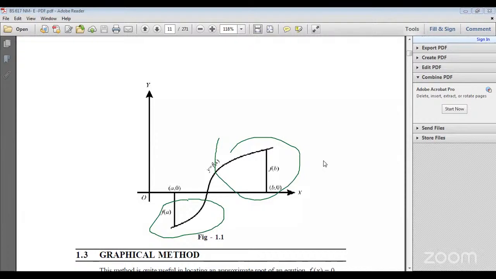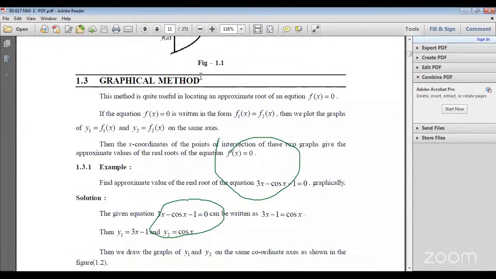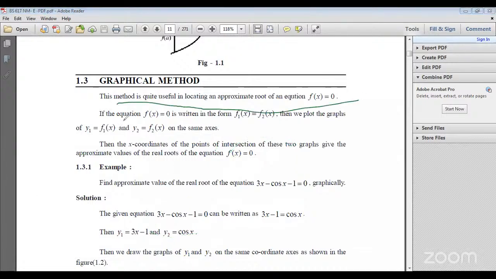Then the graphical method we can also see here. The method is quite useful when the equation f(x) = 0 is written in the form f1(x) = f2(x). Then we plot the graphs y1 = f1(x) and y2 = f2(x) on the same axes. The x coordinates of the points of intersection of the two graphs approximate the real roots of f(x) = 0.